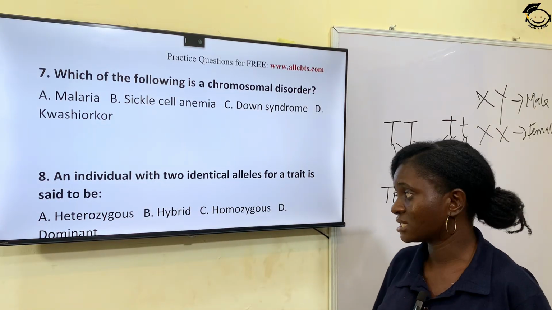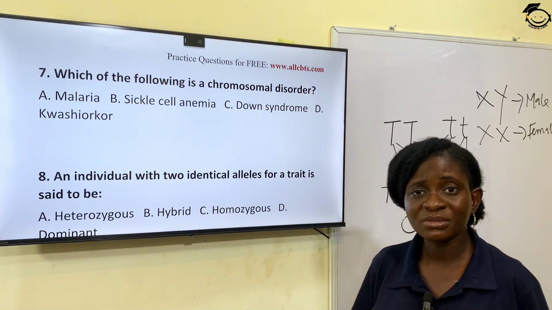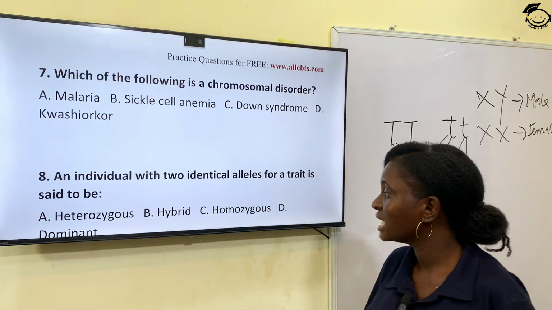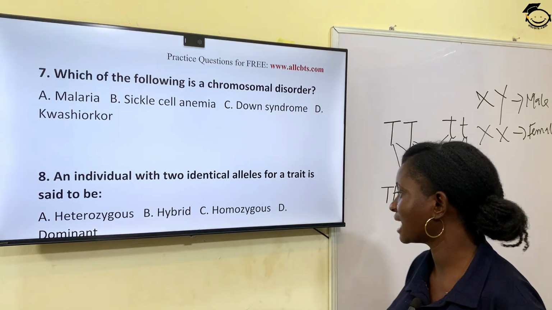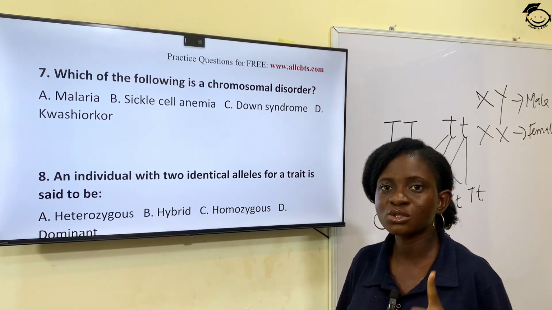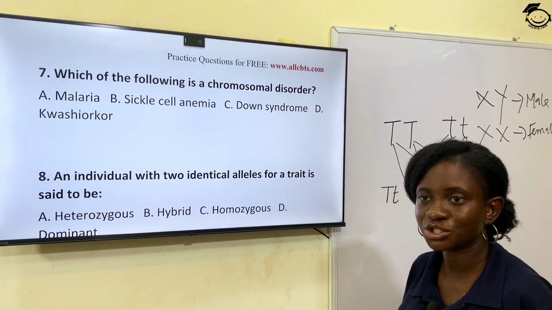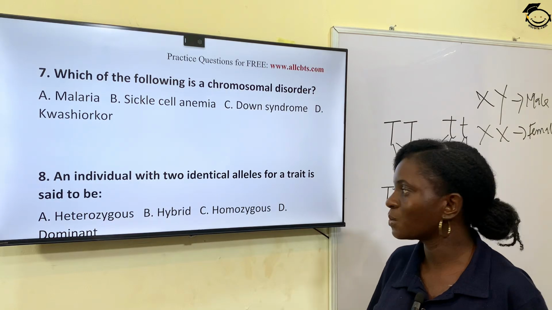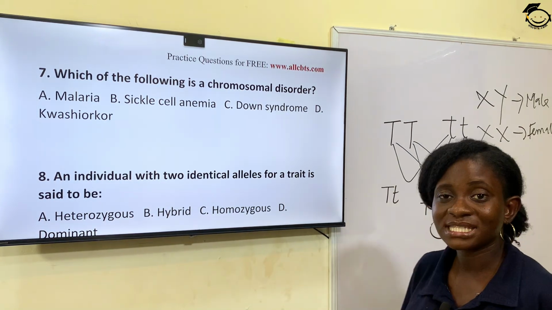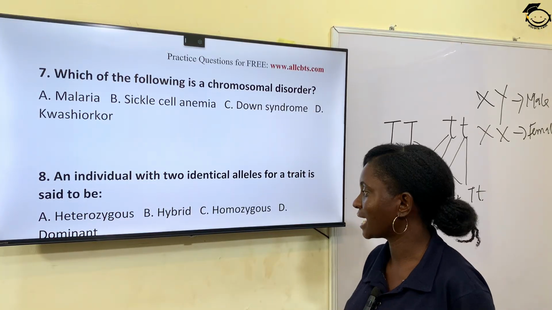Is it heterozygous? Hetero means more than one, right? B, hybrid. C, homozygous. And D, dominant. So the correct answer is homo, since homo means one, and in the question they are asking about an individual with the same identical allele for a trait. So the correct answer is C, homozygous.